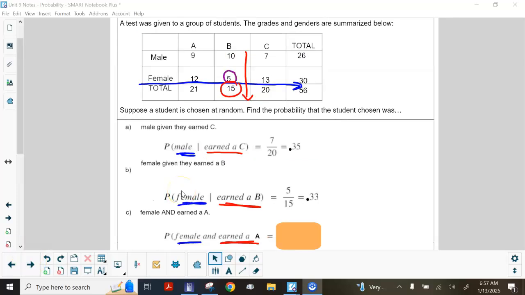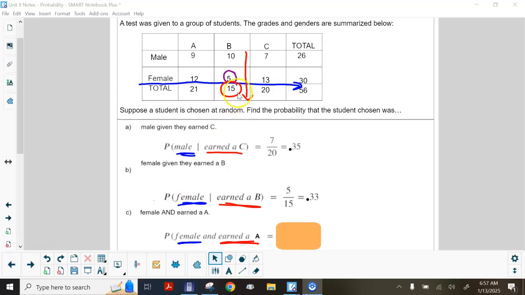All right, so to be clear, the last one, letter B, says find the probability of finding a female given that they earned a B. That's the one we just did, which is the 5 over 15. Okay, now that's different than letter C. Letter C says find the probability that the person we select is female and they earned an A. So now we have to remember that A and female, these are the intersections.